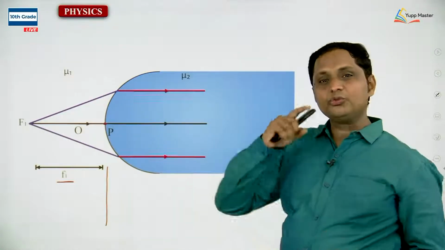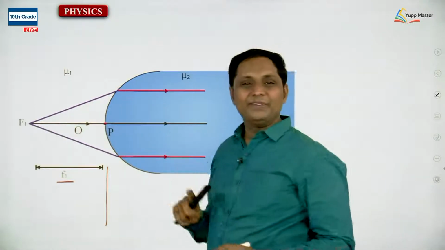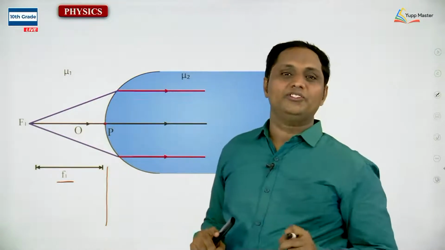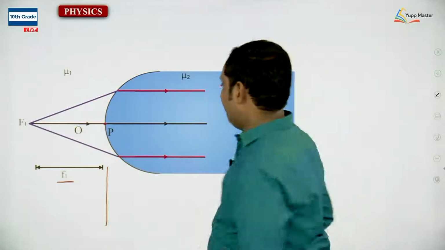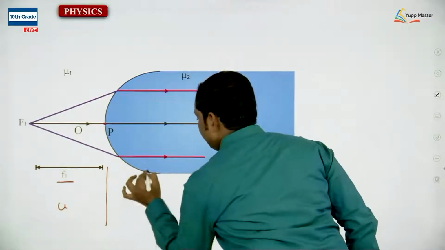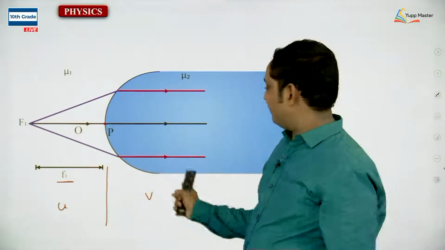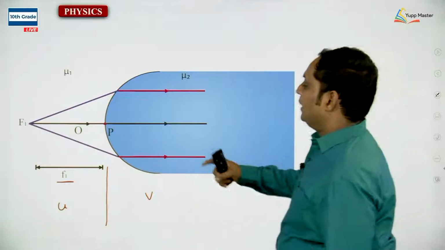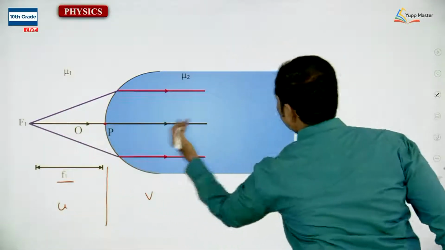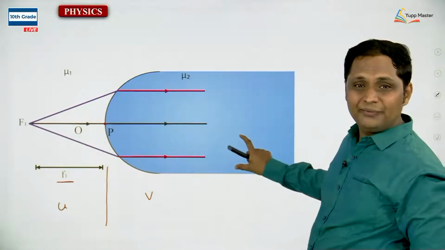The pole is a reference point which is used to take the measurements. So, this is the u and this is the v. Let us assume u and v; this is the case we are going to discuss. All the refracted light rays are going to be parallel.